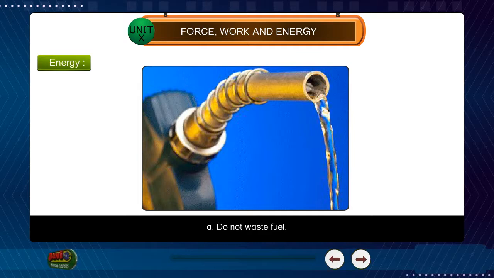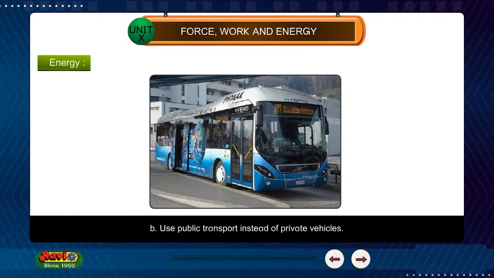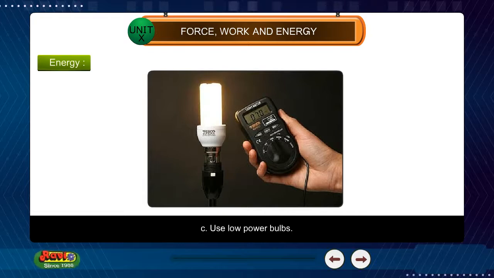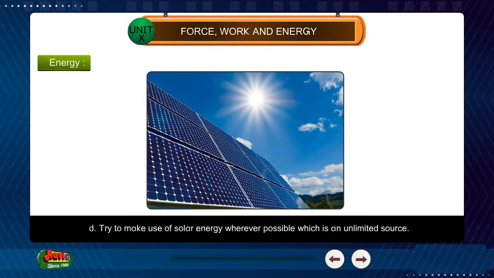A. Do not waste fuel. B. Use public transport instead of private vehicles. C. Use low power bulbs. D. Try to make use of solar energy whenever possible, which is an unlimited source.